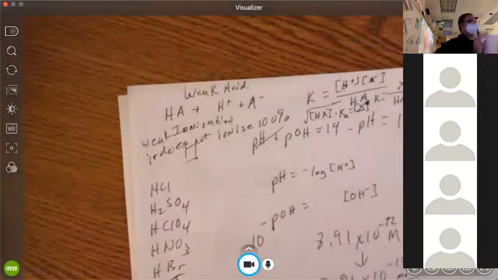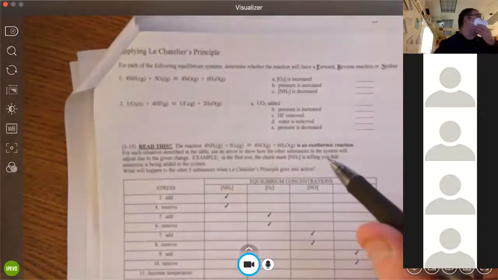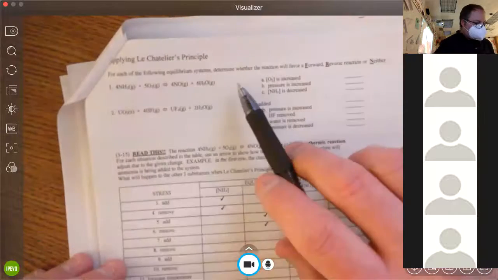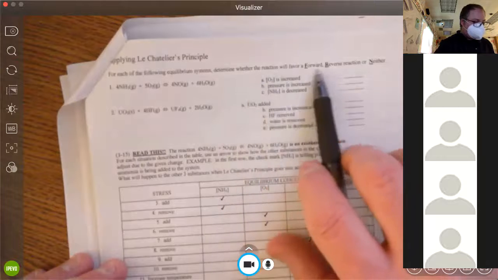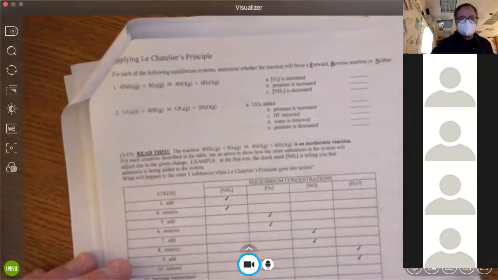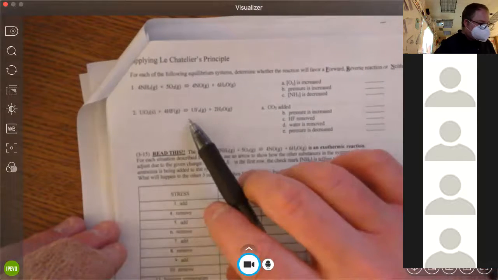Yeah, let's take a look at this. Let's see if we can get you guys enough practice for Friday. Each of the following equilibrium systems, determine whether forward or reverse reaction or neither is favored. Back to the neither thing.